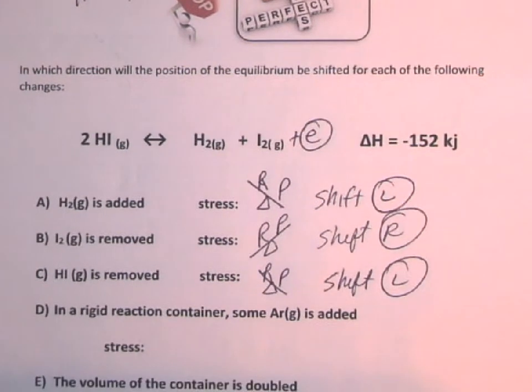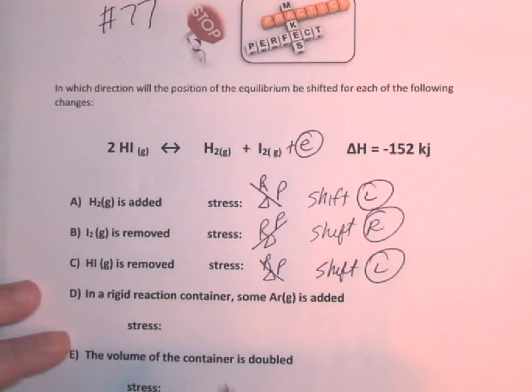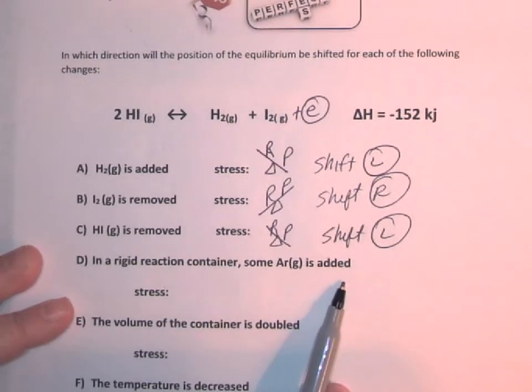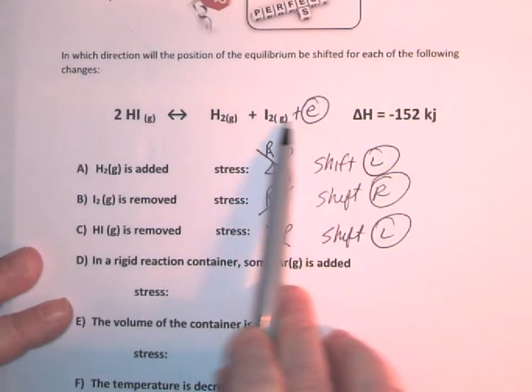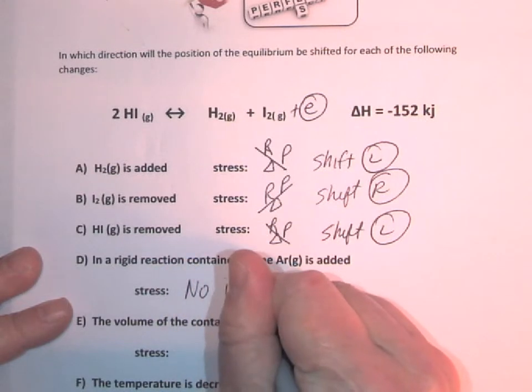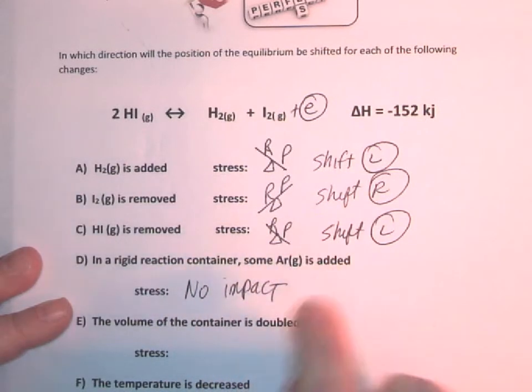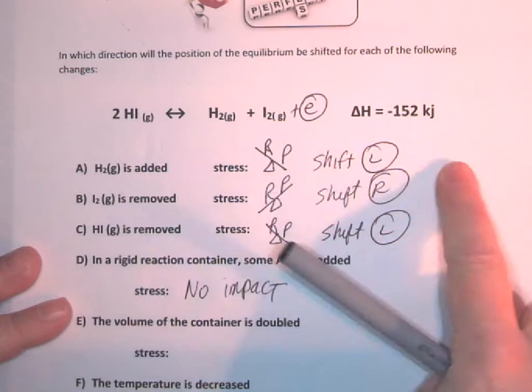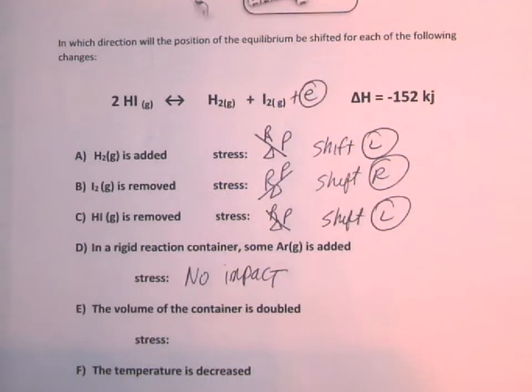All right, so now we're going to take a look at, in a rigid container, I'm going to add some argon. Argon has no reaction. It's not going to react with anything in here, so this does not impact the shift at all. Sometimes they like to add things like that in there. All right, so no impact, no shift.